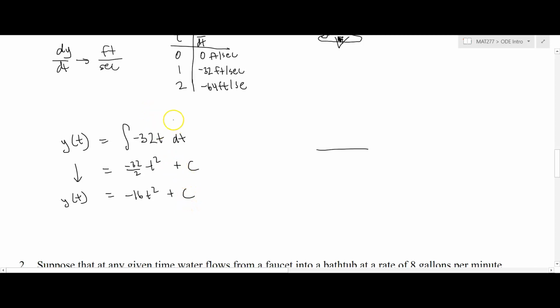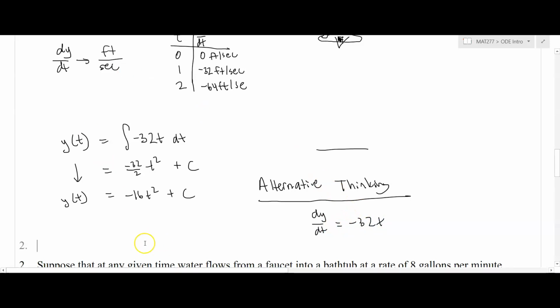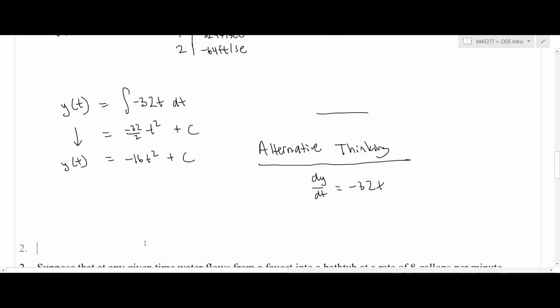Now this is an equivalent but alternative way to think about this. Alternative thinking, this is more of an algebraic way of thinking about solving a differential equation. I'm going to get the same answer. This is nothing different. It's just a slightly different way of thinking about it that leads to the same solution. And you're going to find that sometimes shifting your way of thinking can be very helpful.